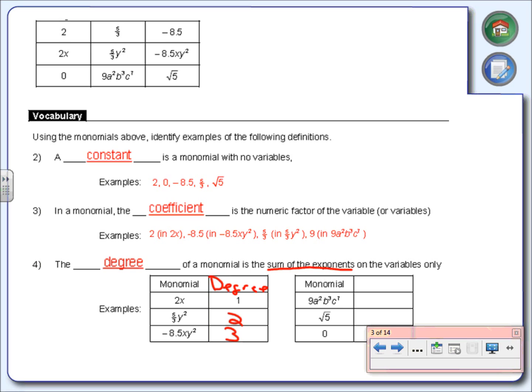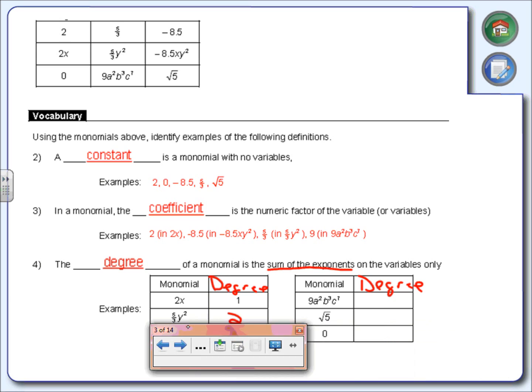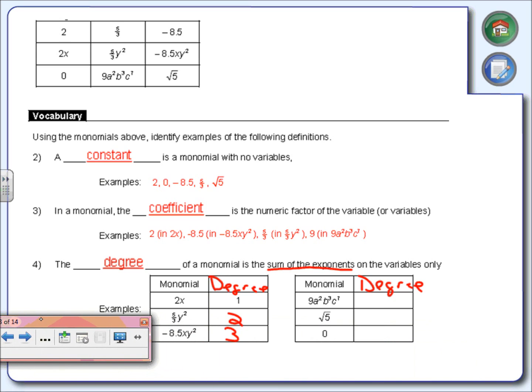Same thing right next to it. They give us a monomial. We're going to find the degree of each of these monomials. All right, so if you take a look at that next one, 9a squared, b to the 3rd, c to the 7th. If I add all those exponents together, the degree is 12. There's our degree. All we do is add up the exponents.